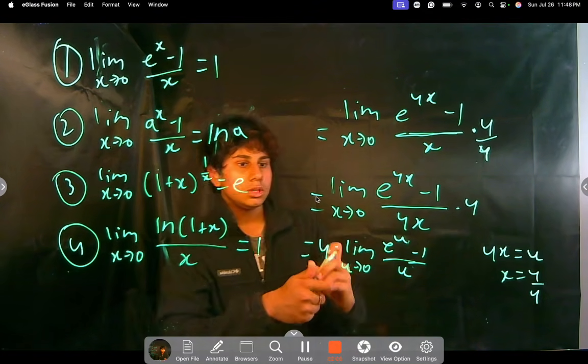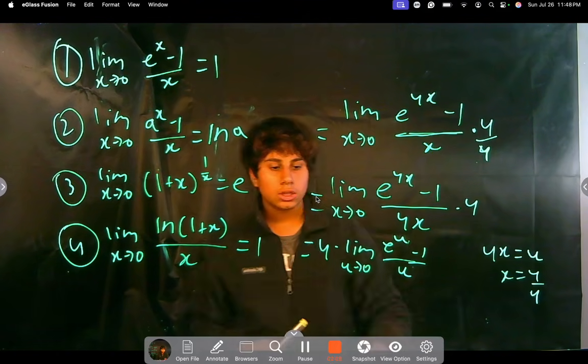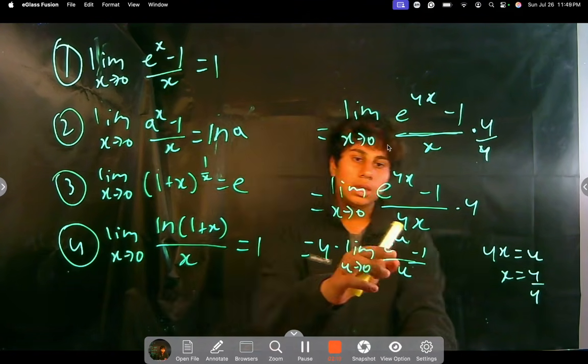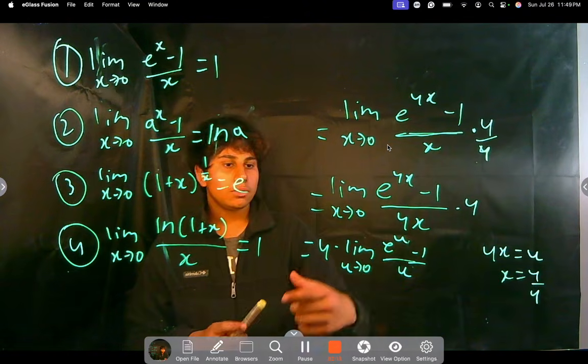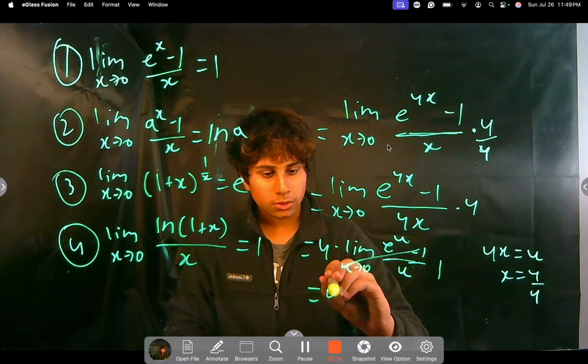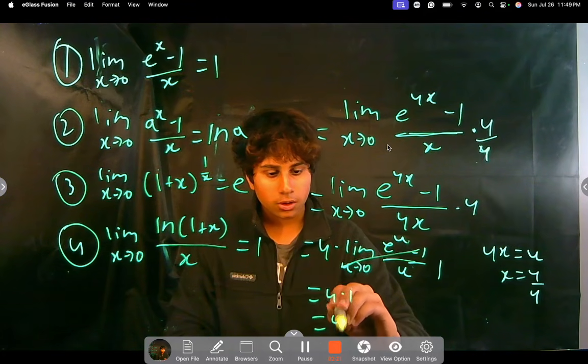So now what can we see? This is the same thing as number 1 here, except just with different variables, right? It's going to be the limit as u tends to 0 of (e to the u minus 1) over u, right? Same variable, it's going to cancel, become 1, right? So this is equal to 4 times 1, or 4. So the answer here is 4.